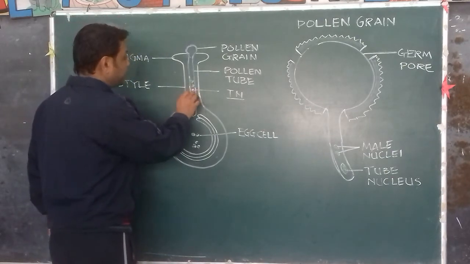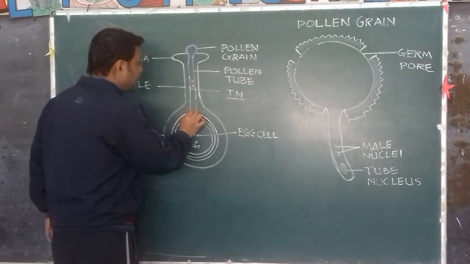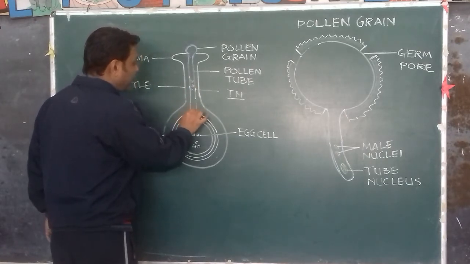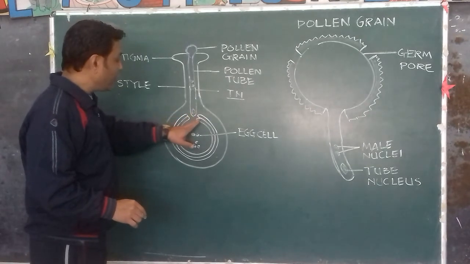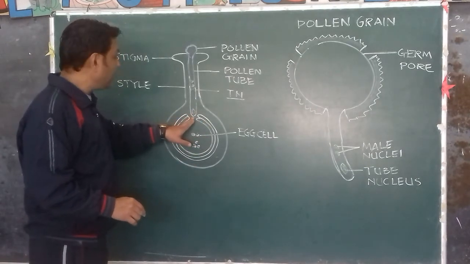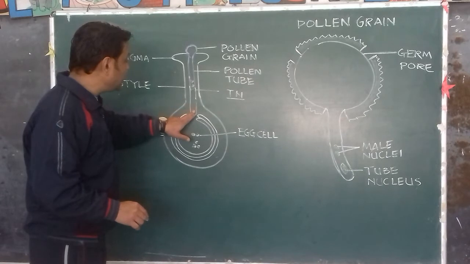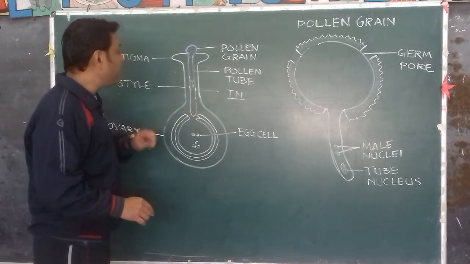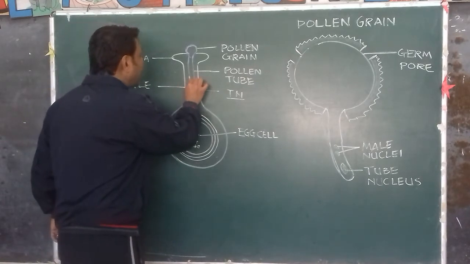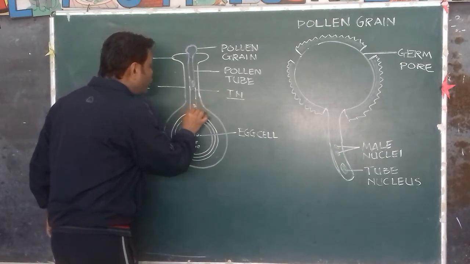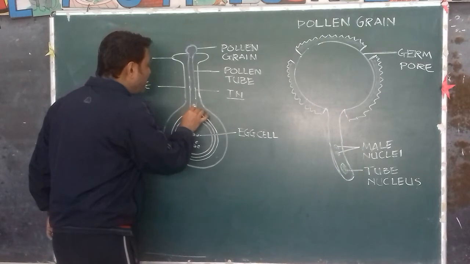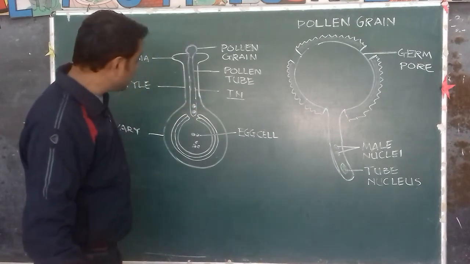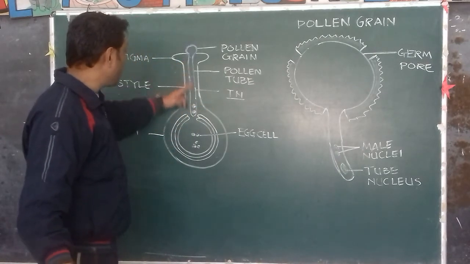Now what happens is, as the tube nucleus reaches the micropyle, the tip of the ovary, the space here, it will disintegrate. It will just vanish. And the other nucleus will divide into two. The second half of the nuclei will divide into two male gametes over here. These are the male gametes. This is the pollen tube.